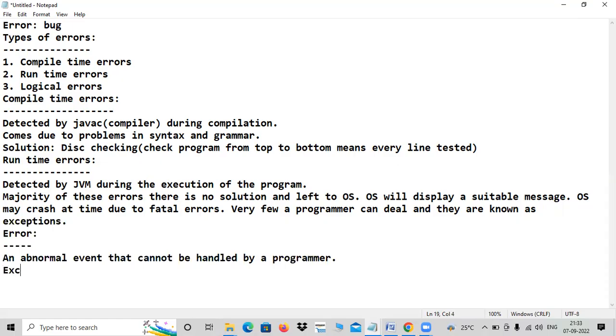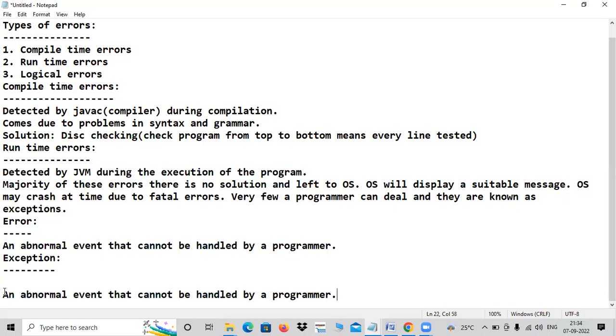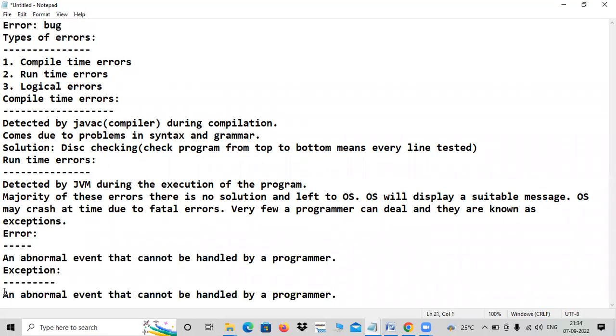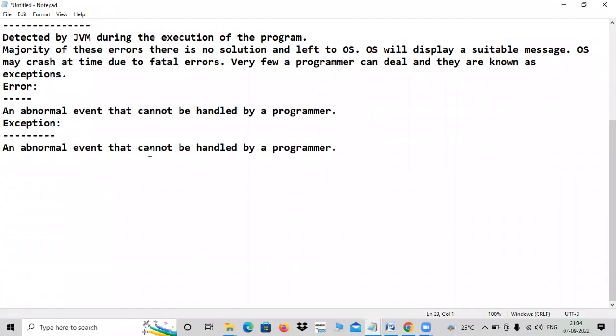But what is an exception? It is also an abnormal event, but it can be handled by a programmer by using exception handlers. That is about exception.